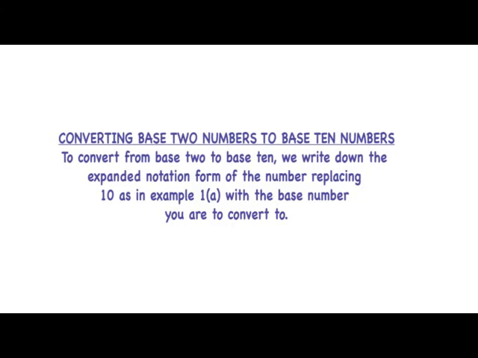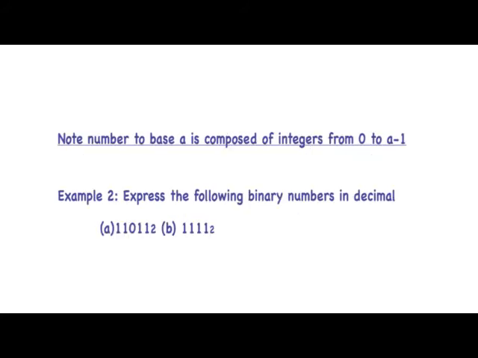Okay, we have another subject, which is converting base 2 numbers to base 10 numbers. To convert from a base 2 number to a base 10 number, we write down the expanded notation form, replacing 10 as in example 1A with the base number you are to convert. Note that a number to base A is composed of integers from 0 to A minus 1. What do I mean by that?